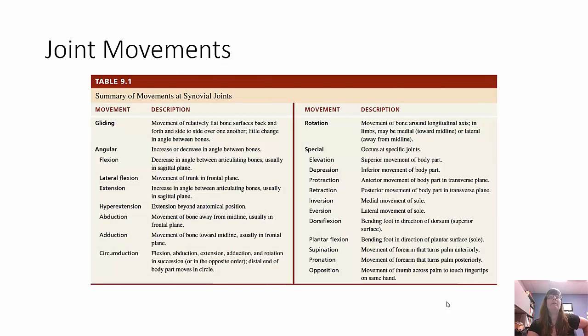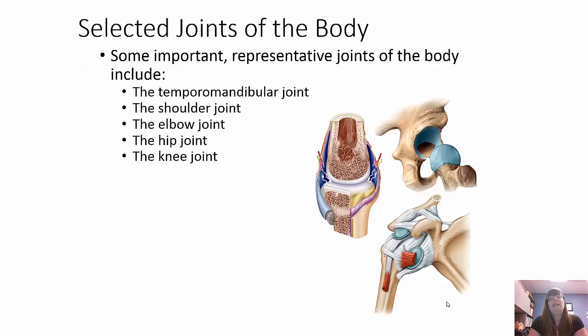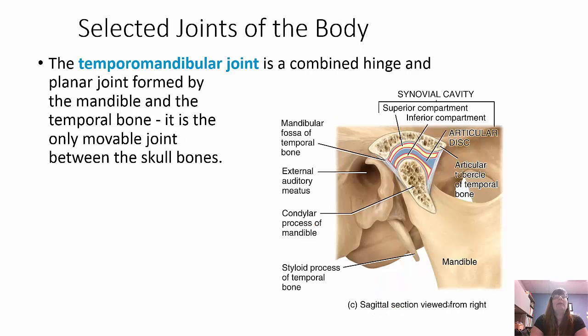Okay, so here's a table from your book also showing you these special movements. Selected joints. We're going to look at the temporomandibular, the shoulder, the elbow, the hip, and the knee. So the temporomandibular joint is a combined hinge and planar joint formed by the mandible and the temporal bone. It's the only movable joint between the skull bones, so it's the only portion that can actually freely move like that. And then you can see the picture over there, of course, and the synovial cavity pointed out.